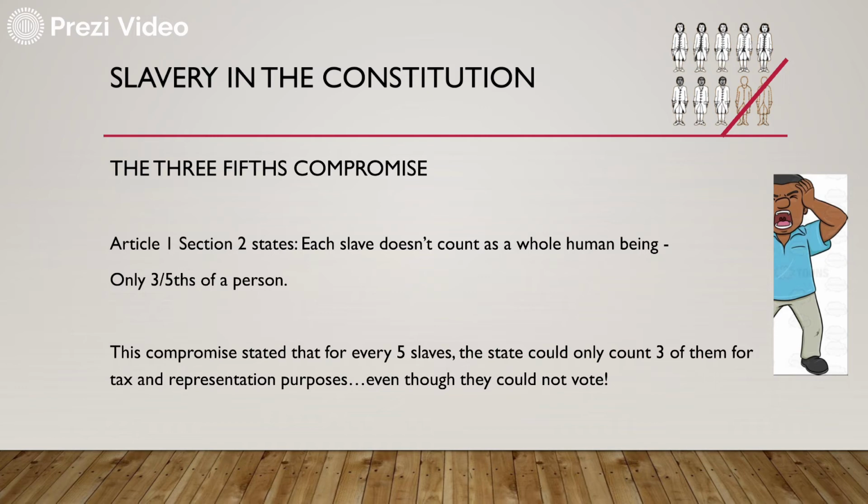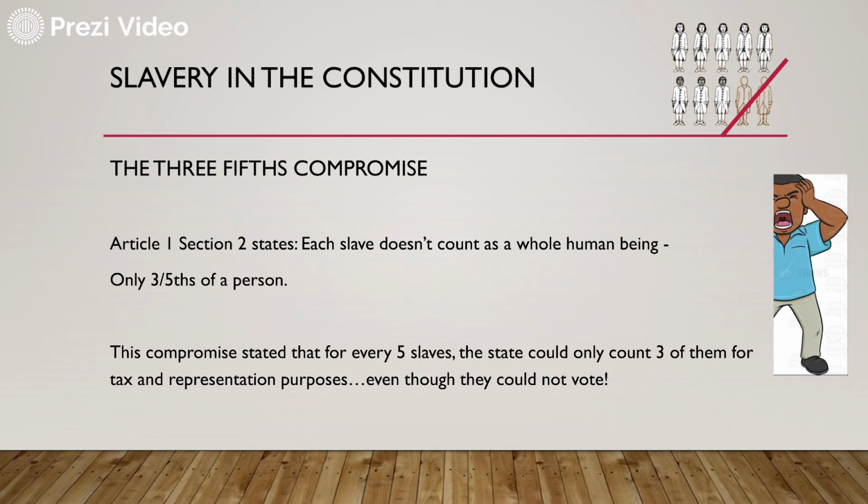Now, I can already tell that that probably doesn't make sense to a lot of people, and I understand why. One is, how can you be a fraction of a human being? But what that meant was that for every 5 slaves, only 3 of their votes would count, as far as towards the population of that state. And that would include for tax and representation.